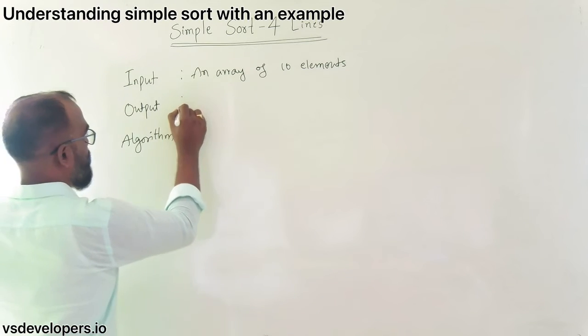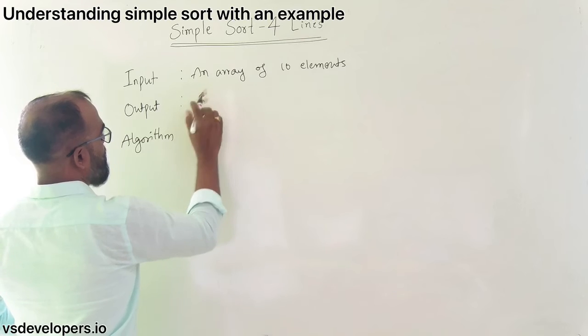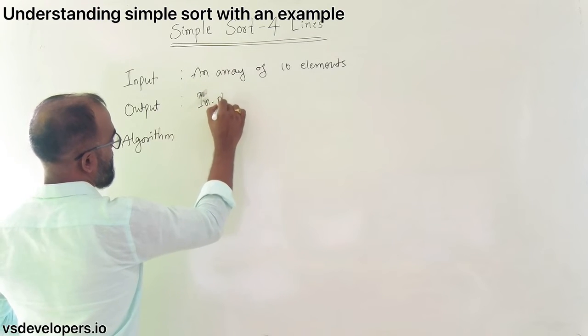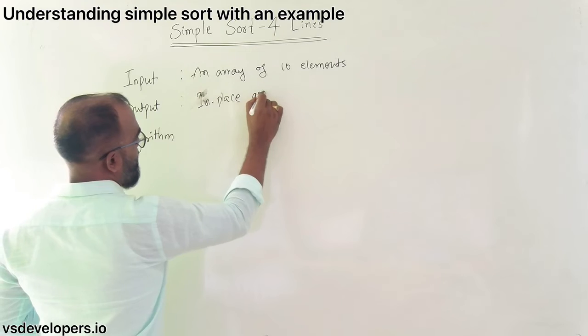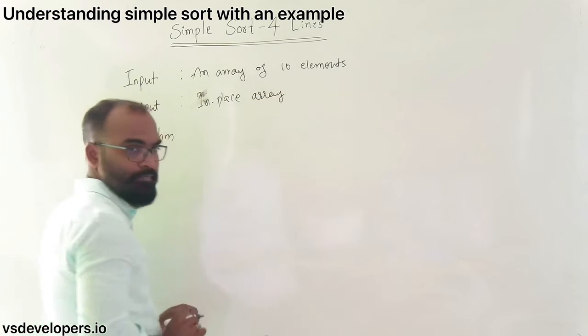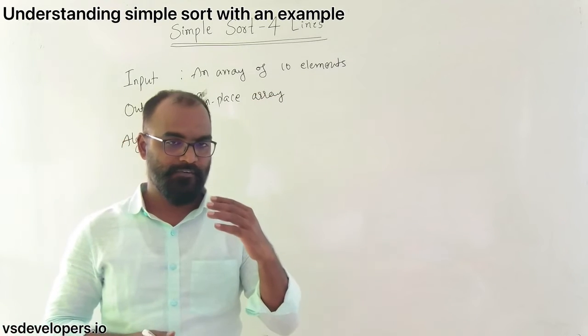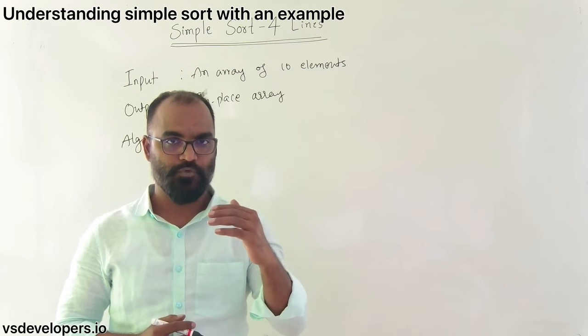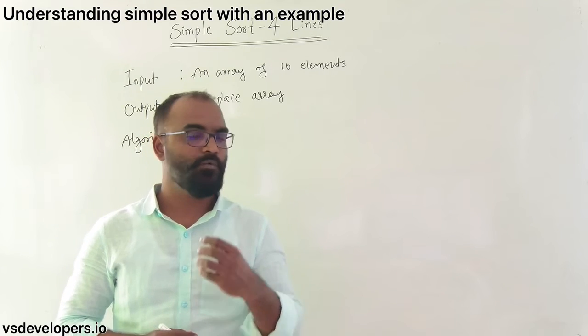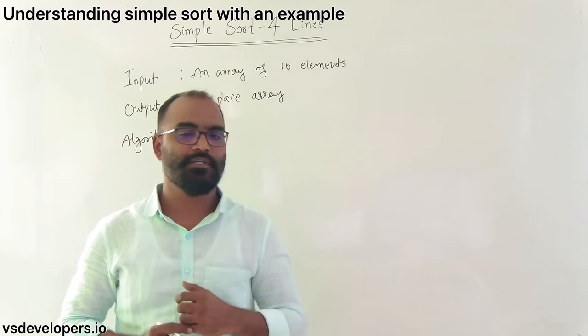So here the output is an in-place array, which is the same as your source array. Hope now we have understood what is input and what is output. Let us get into the core part of it. What is the algorithm? What is the simple sort algorithm?